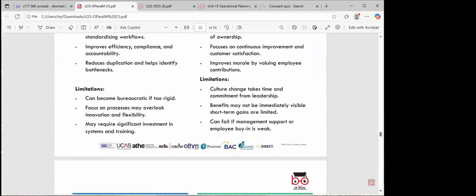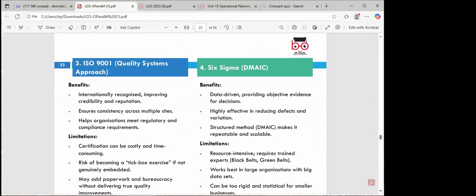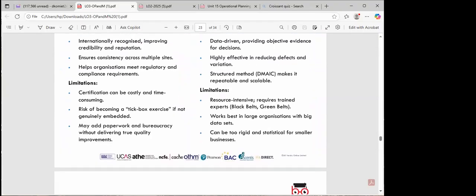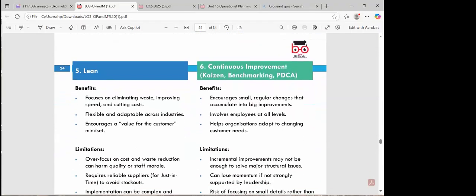The limitation for process management is that it can become very bureaucratic if too rigid. It also focuses on processes and may overlook innovation and flexibility. It may require significant investment in systems. For TQM, culture change takes time and commitment from leadership. Benefits may not be immediate because short-term gains are limited. It can fail. Lean operations focus on eliminating waste and improving speed, and are flexible and adaptable across industries.